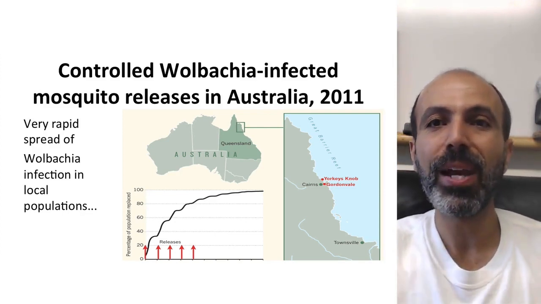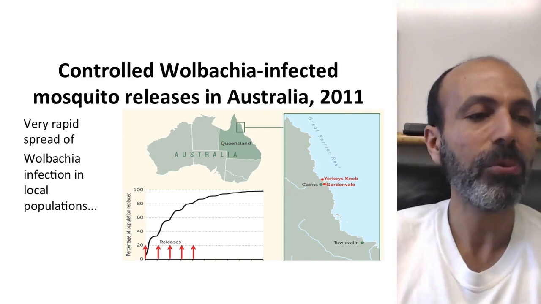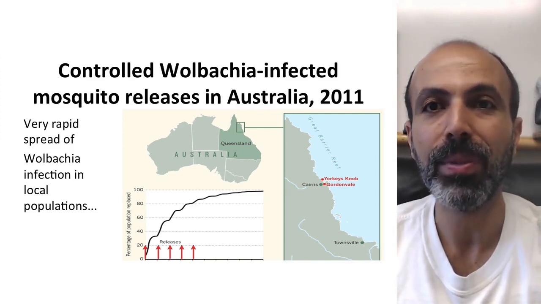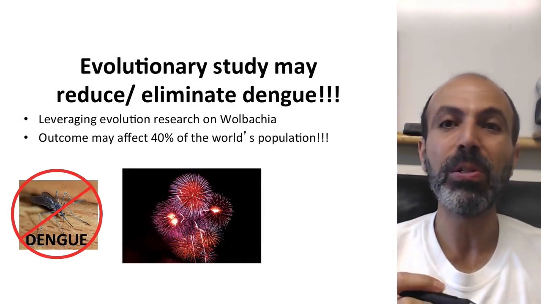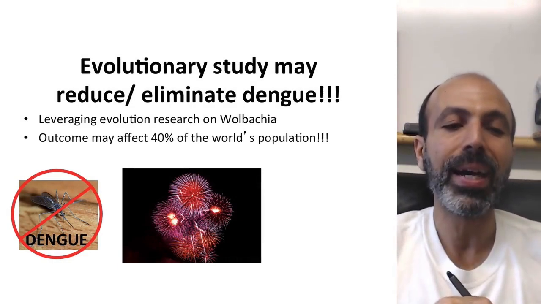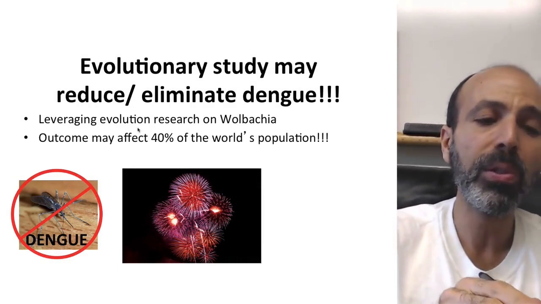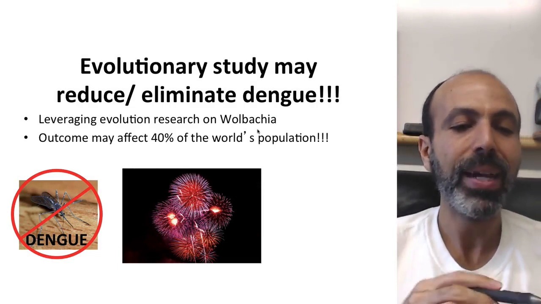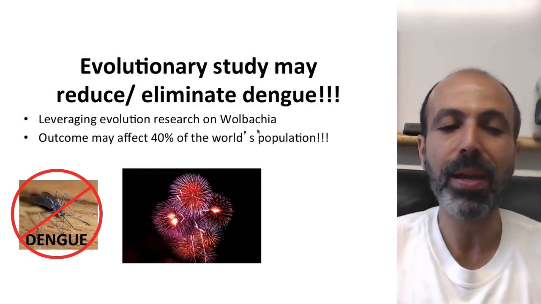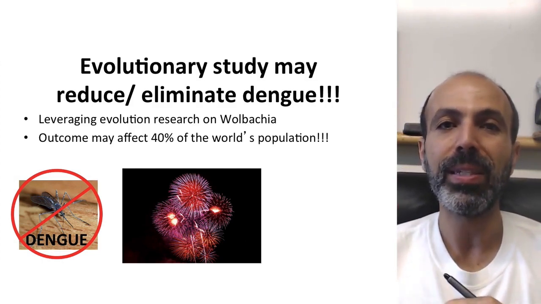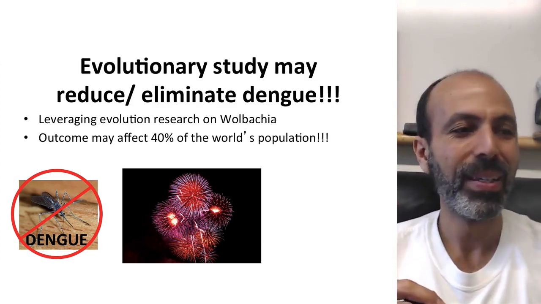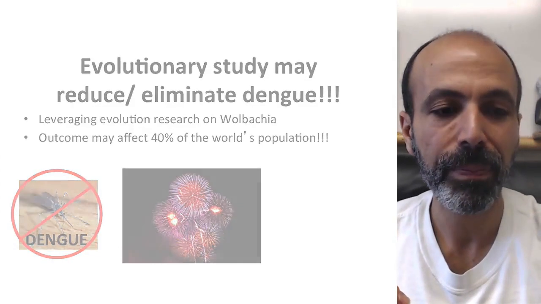Again, this is great because in being infected with Wolbachia, you're less likely to transmit dengue. So as a result, there's an evolutionary study that may reduce or potentially even eliminate dengue out there. This was leveraging purely evolutionary research on Wolbachia, and nonetheless, the outcome may affect 40% of the world's population that is at risk for this disease. That is cool, isn't it? So let me tell you another very cool story.